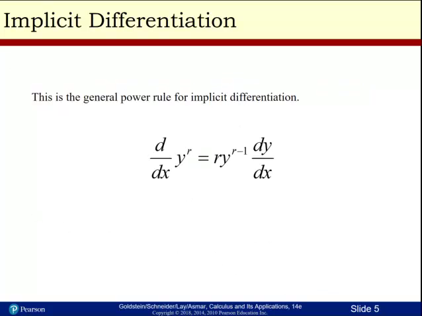Now, the general power rule for implicit differentiation is a rule to make it easier so that I don't always have to be thinking about the chain rule. If I have some y to the r, you just drop your power r, and then it'll be y to the r minus 1 times y prime, or dy over dx.